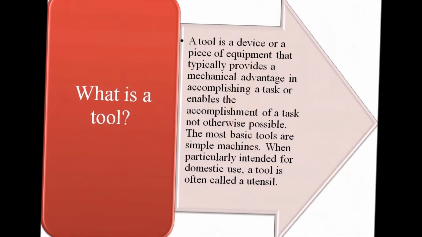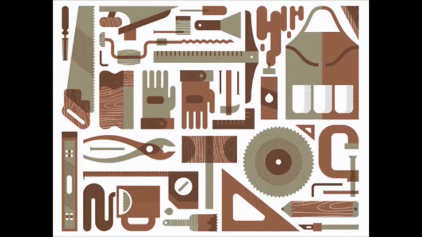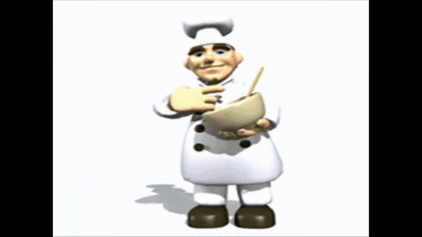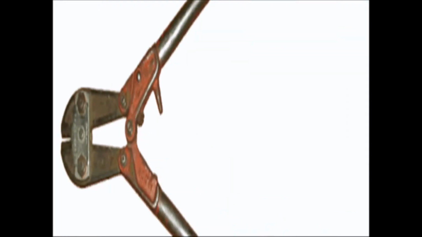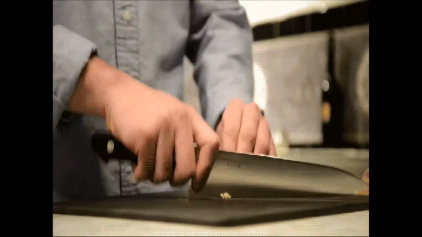What is a tool? A tool is a device or a piece of equipment that typically provides a mechanical advantage in accomplishing a task or enables the accomplishment of a task not otherwise possible. The most basic tools are simple machines. When particularly intended for domestic use, a tool is often called a utensil.